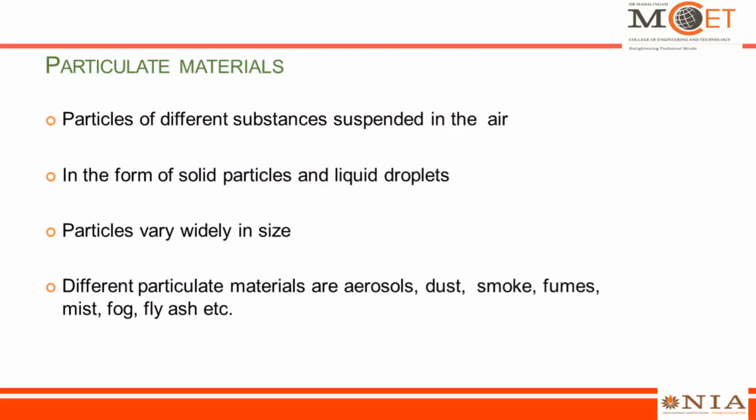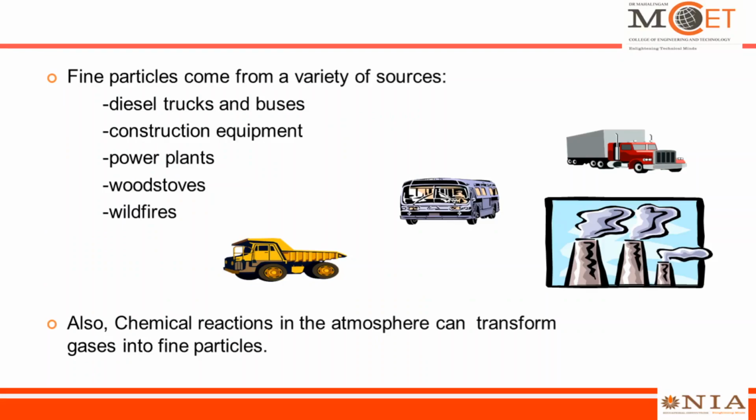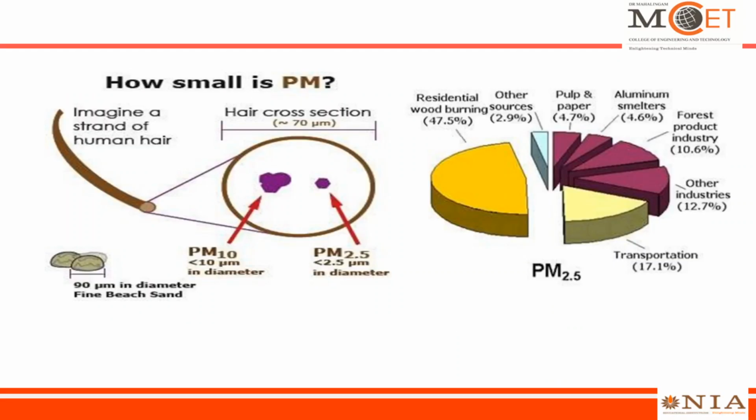Particulate matter, these are different substances suspended in the air in the form of solid particles or liquid droplets. They vary widely in size, and different particulate matter are called aerosols: dust, smoke, fumes, mist, fog, fly ash, etc. So fine particles come from various sources, that is diesel trucks, buses, construction equipment, power plants, wooden stoves, wildfires, and also chemical reactions. The atmosphere can transform gases into fine particles.